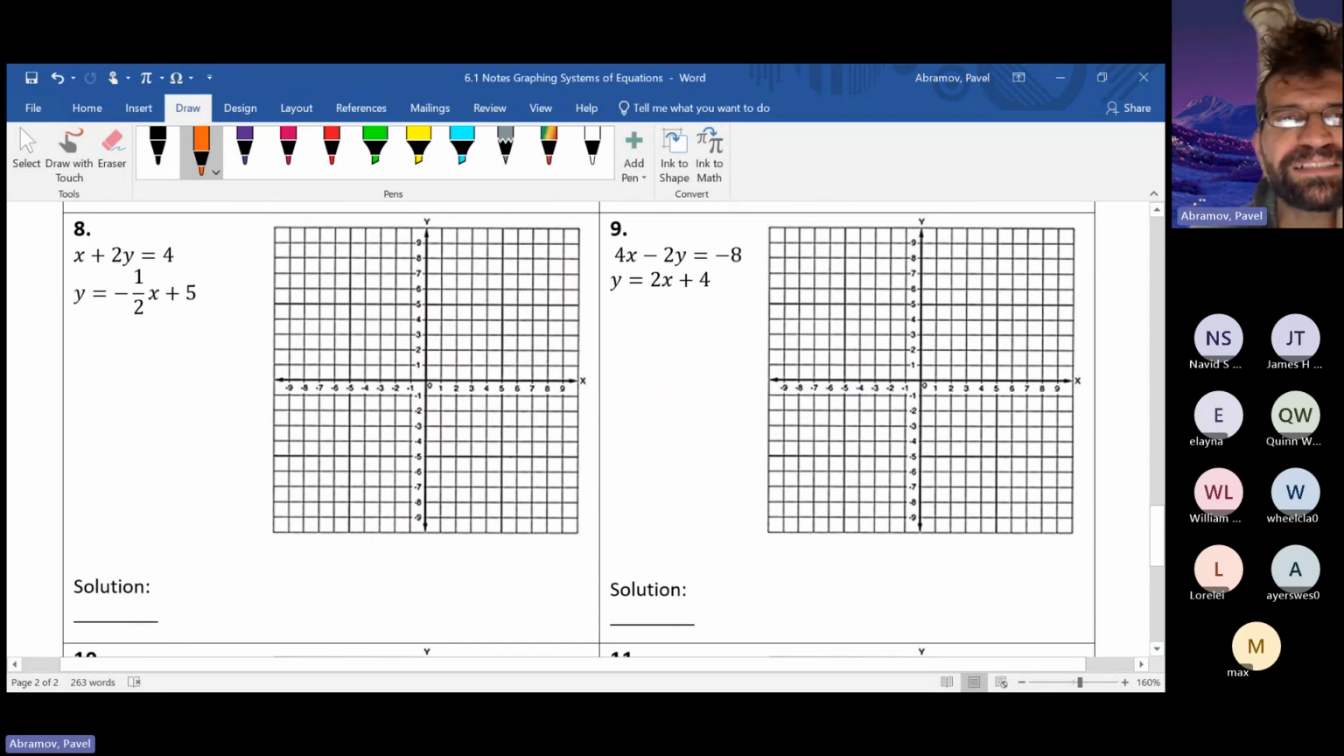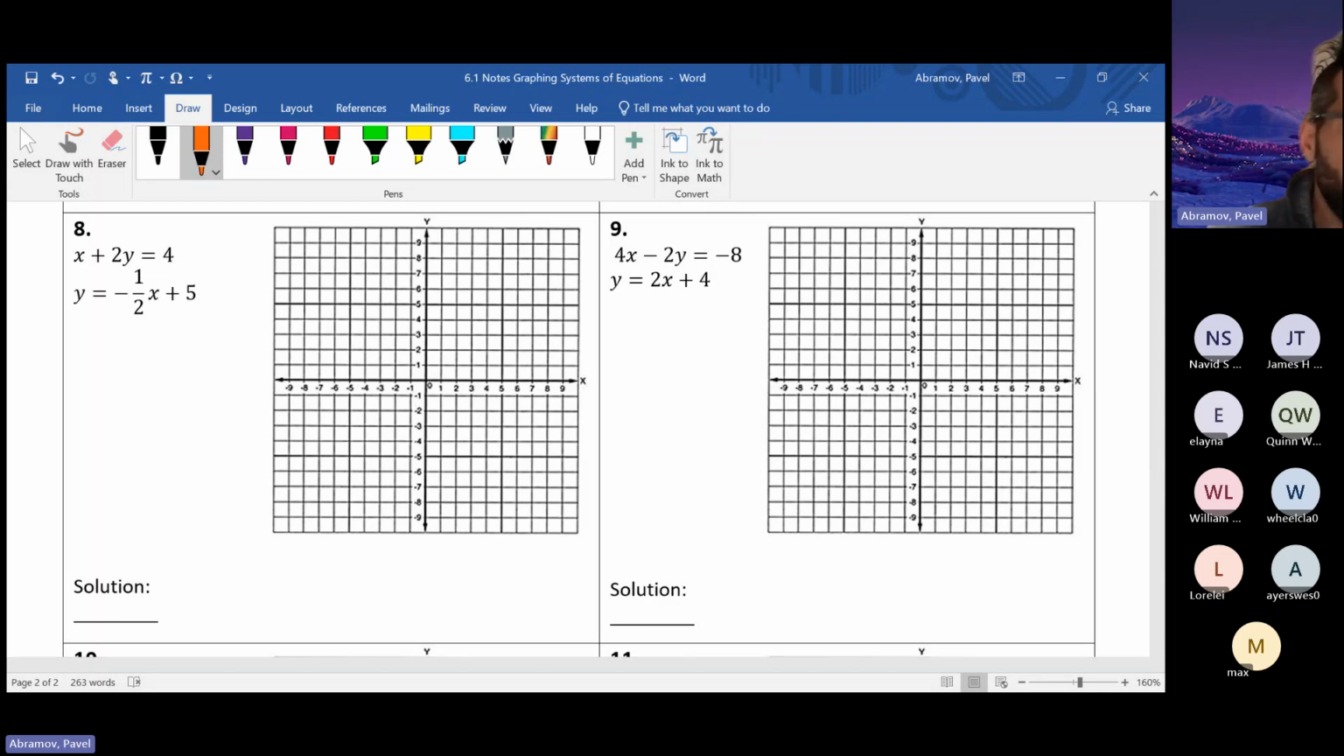Okay, then let's continue and see some other examples. It looks like we're doing the same thing over and over, but there are actually some special cases that we also need to see when they happen. So we have the next system of equations: x plus 2y equals 4, and y equals negative 1/2 x plus 5.